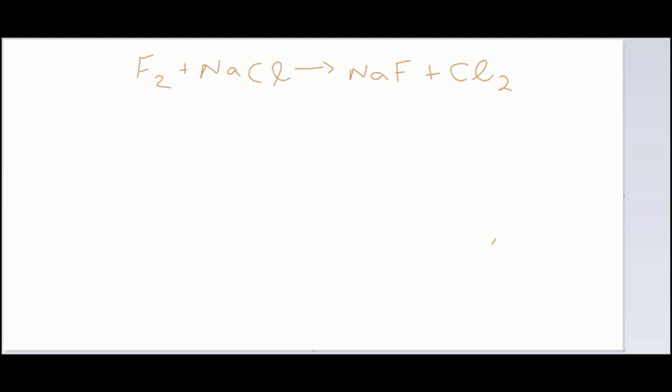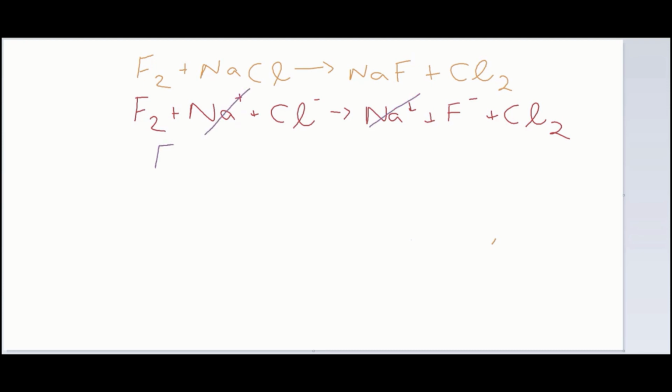Now I need to write my net ionic. Remember, sodium chloride and sodium fluoride, because sodium is a group 1 metal, it's always going to be soluble, so they're going to break apart. So I've got my F2 reacts with Na+, because it's soluble, plus my chloride ion, Cl-, to produce my sodium ion, Na+, my fluoride ion, plus my Cl2. Now I need to cancel out anything that's the same on both sides. The only thing that is the same on both sides here is going to be my sodium ions.